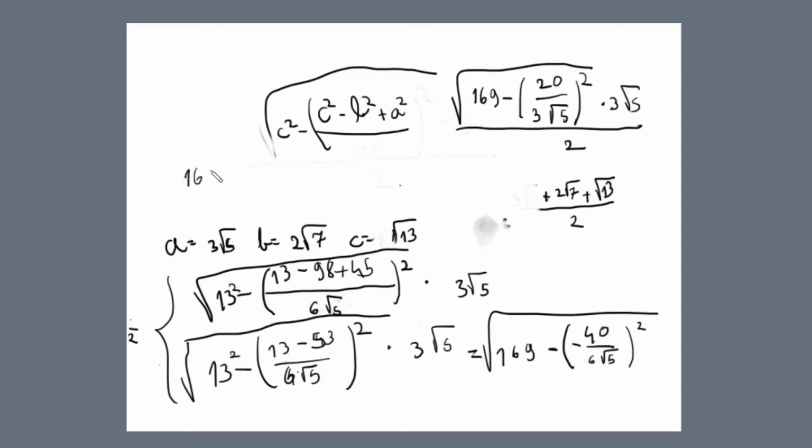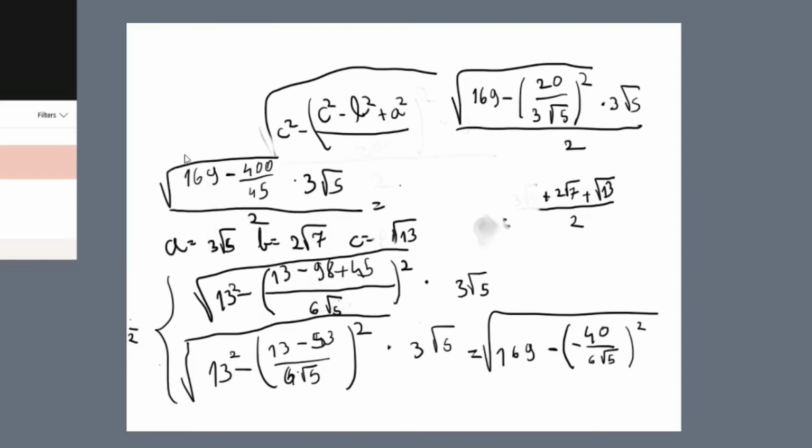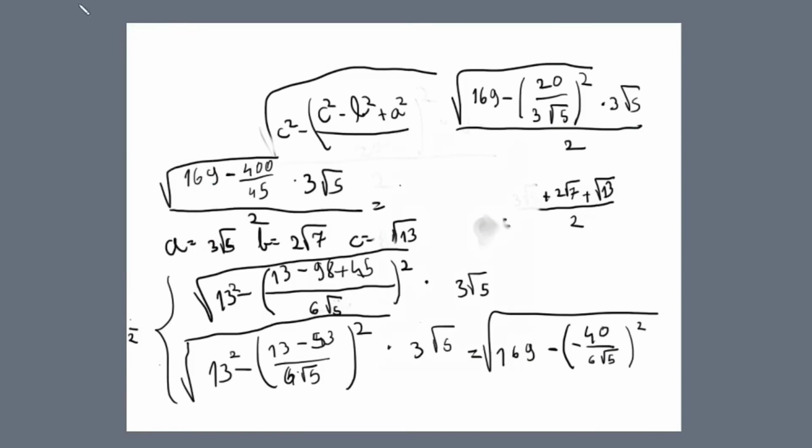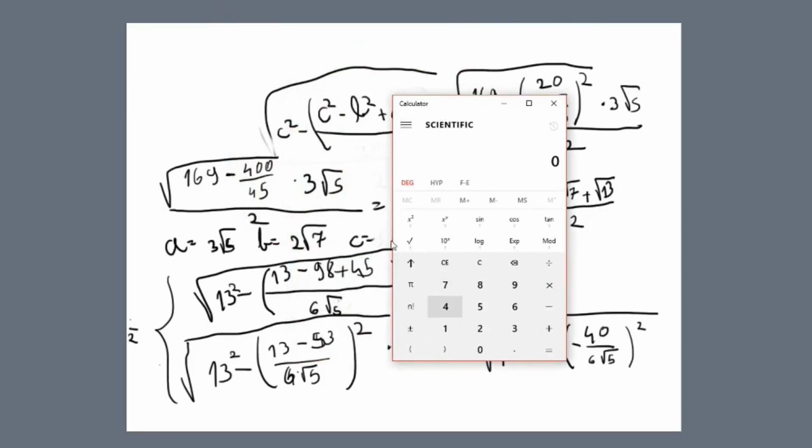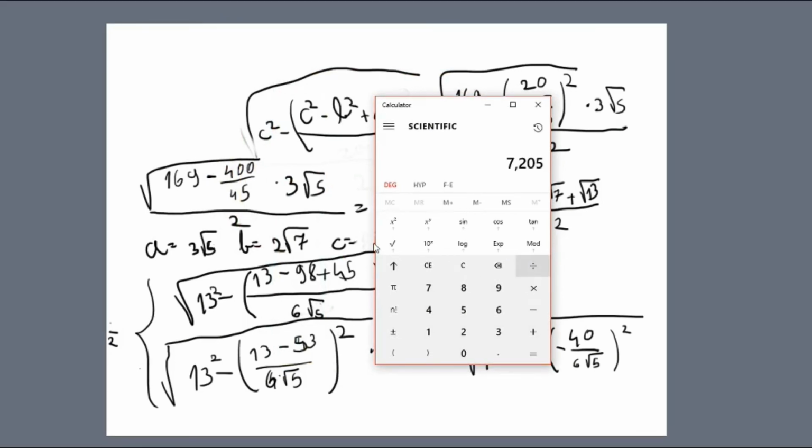It's 169 minus 400. This is over 45, if I'm not wrong, multiplied by 3 square root of 5 all over 2. Okay, I'm going to use a calculator here because I don't feel like spending all my life. I'm going to put it in so that you can see it. Okay, and it's 169 multiplied by 45 minus 400 divided by 45. And okay, we take the square root out of this thing. Whoops, did I accidentally do this? What happened?